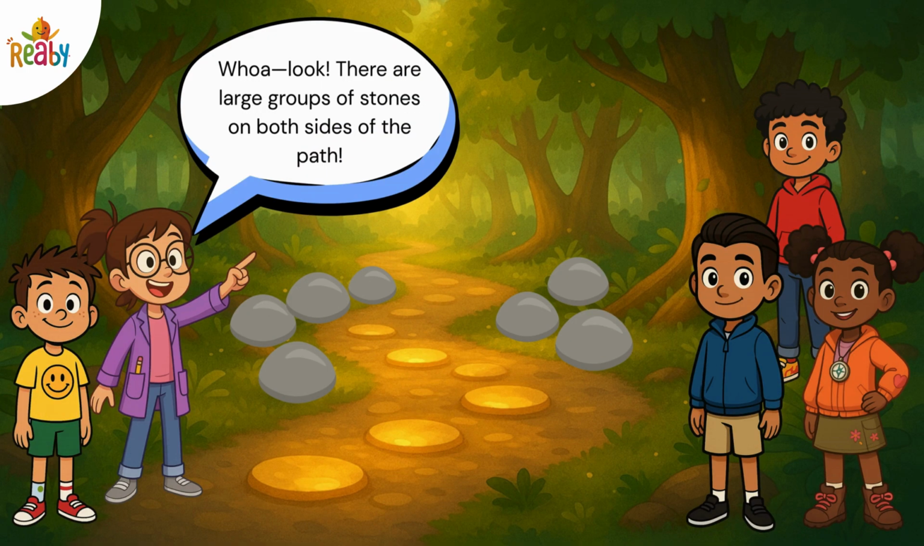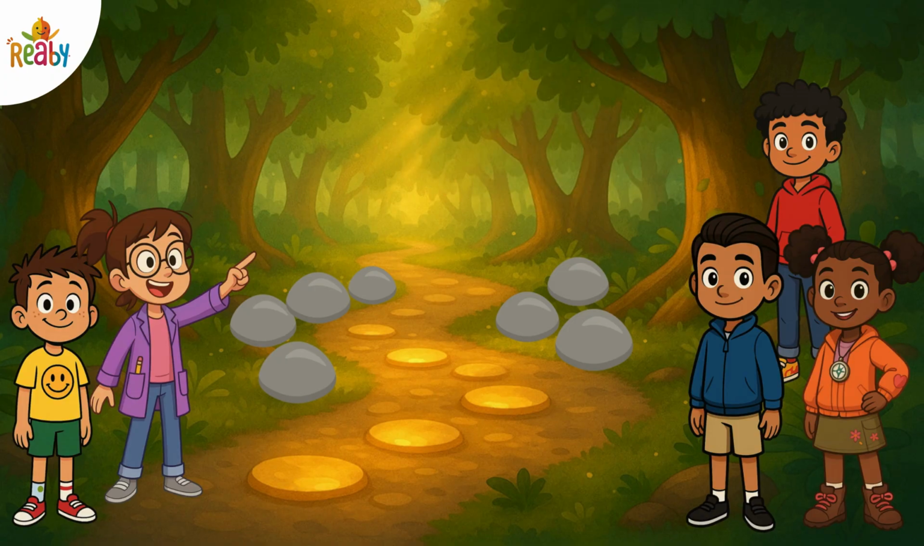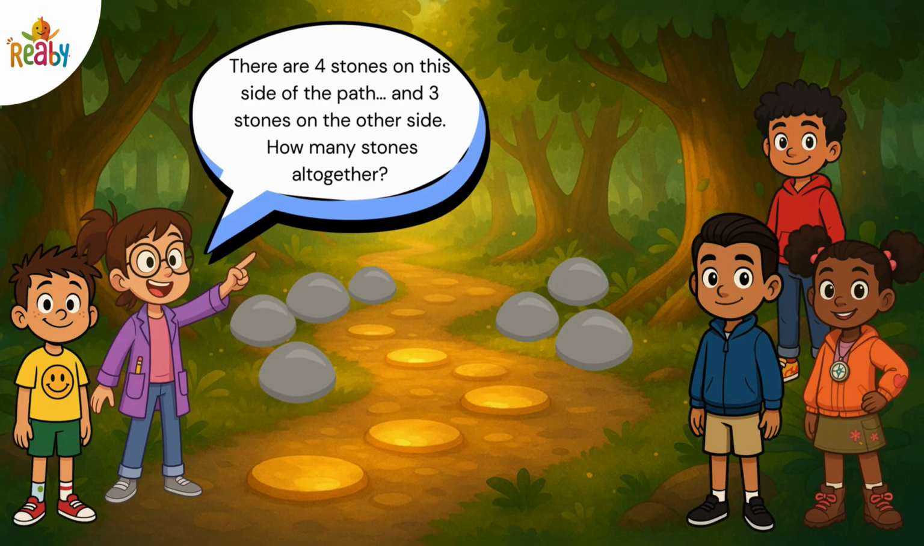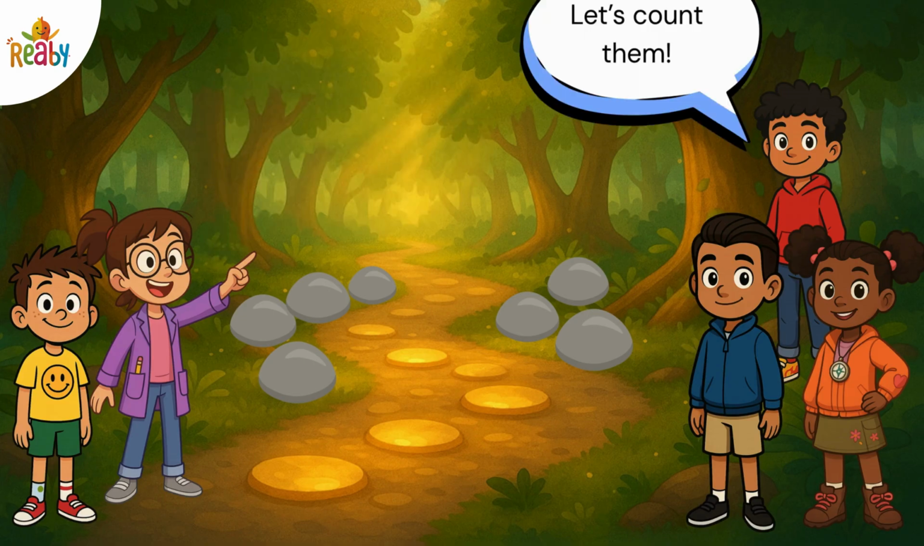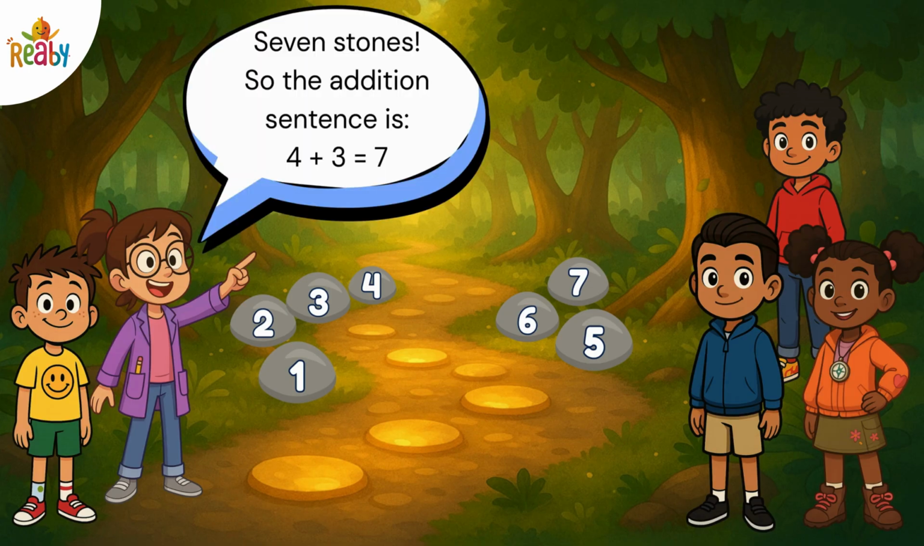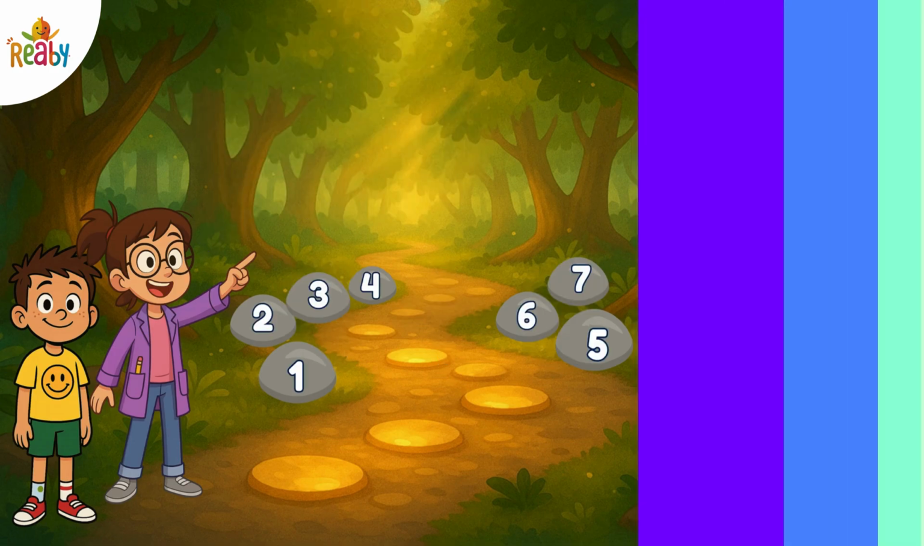Whoa, look, there are large groups of stones on both sides of the path. Each group shows us numbers we'll add together today. Let's start with the first challenge. There are 4 stones on this side of the path and 3 stones on the other side. How many stones altogether? Let's count them! 1, 2, 3, 4, 5, 6, 7. 7 stones. So the addition sentence is 4 plus 3 equals 7.